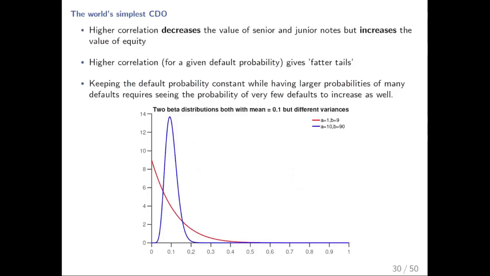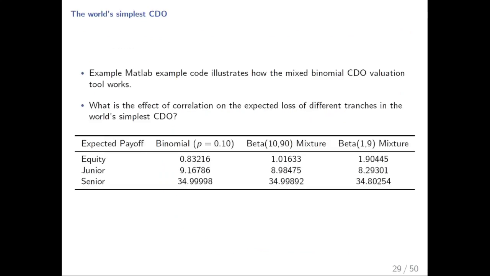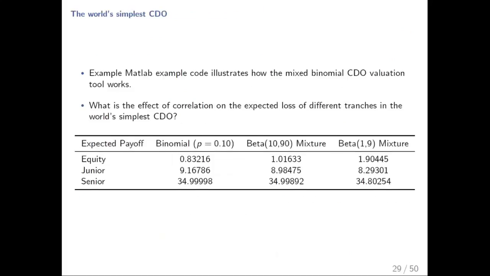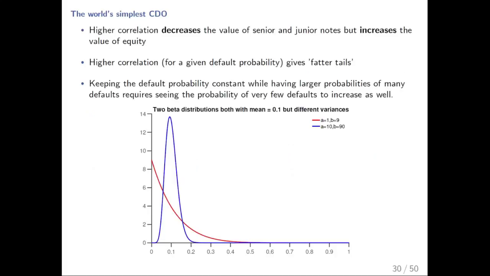But actually, the reason that this happens is the following. The effect of changing correlation is this. These are the two beta distributions corresponding to this and this. This is what the distributions look like. These are distributions that sum to 1. So they have the same mean, which is this p bar, but they have different variances. As alpha goes down, the variance, and thus the correlation of defaults, goes up.